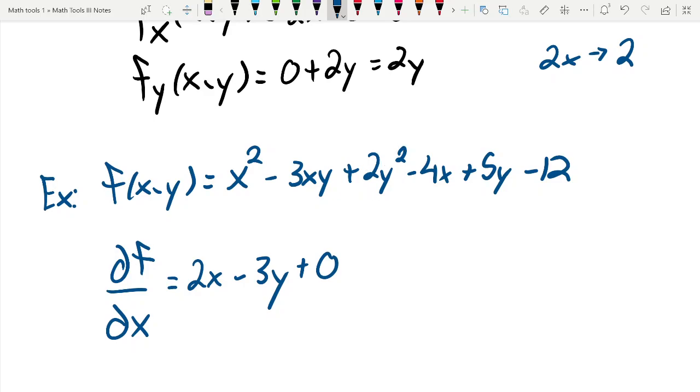This one is 0 because it's a constant. This one is minus 4. This one is also 0. And this one is 0. Okay. So ultimately our derivative is 2x minus 3y minus 4. Our partial derivative with respect to x.